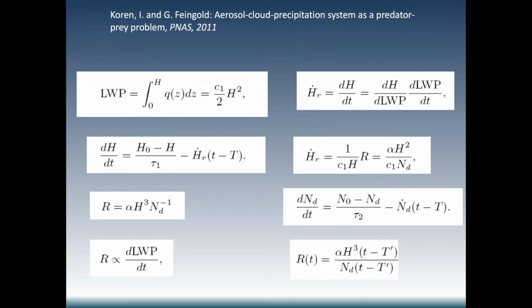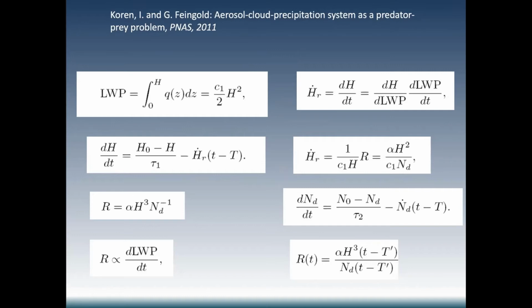So I'm not going to spend your time on the equations. My point is that all the ideas are coming from cloud physics. So nothing is imposed from the outside, okay? Everything is coming from cloud physics. So liquid water path is proportional to the mixing ratio, to liquid water content. And in an adiabatic cloud, liquid water content grows linearly with height. And therefore we can integrate for liquid water path.